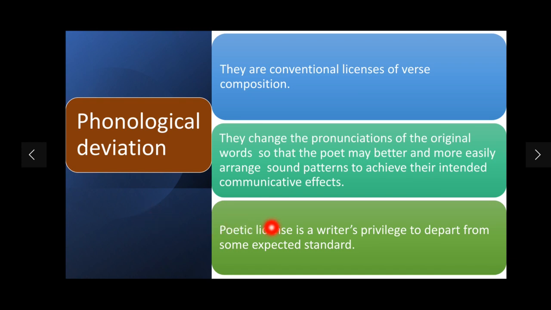Poetic license is the writer's privilege to depart from some expected standard. So we have expected standards, right? Syntactic structure, morphological structure, or phonological structure. But poets may deviate from these expected linguistic norms because they have a poetic license and the privilege to depart from some expected standard of a language.